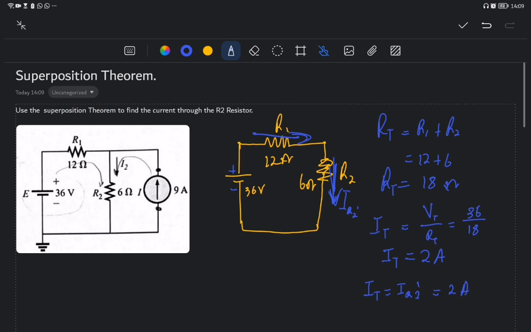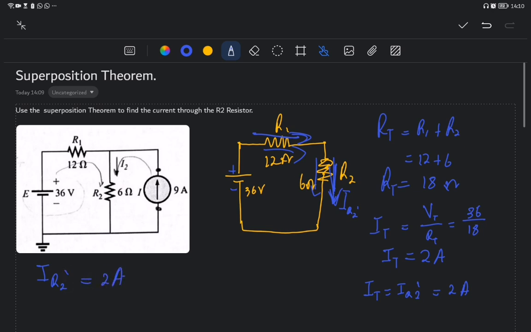Why? Because since it's a series circuit, the current flowing will be the same throughout all those resistors, right? Specifically for this circuit, not this one, but this one. So now we have IR2 prime is equal to 2 amps.